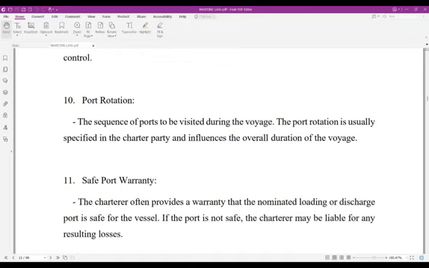Whenever there is a need for rotation at the port, perhaps due to congestion or otherwise, rotation sets in, which of course is usually specified, indicated in the charter party. This of course influences the overall duration of the voyage.